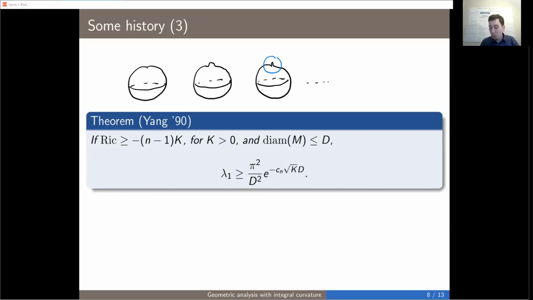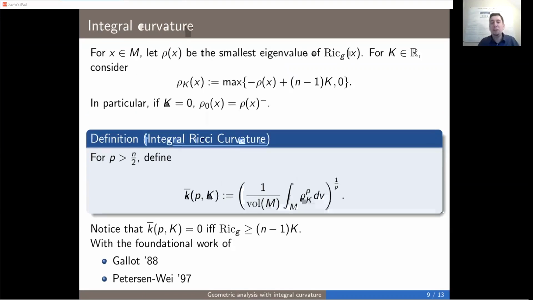Okay, one way to approach these difficulties is by considering integral notions of curvature instead of pointwise lower bounds, right? Like here we had a pointwise lower bound on the Ricci curvature. Instead of that, you might want to define some kind of bounds in an integral sense. Okay, so here's a definition of what I mean by integral curvature. Let me walk you through it. The first time you see it, it's a little bit overwhelming.